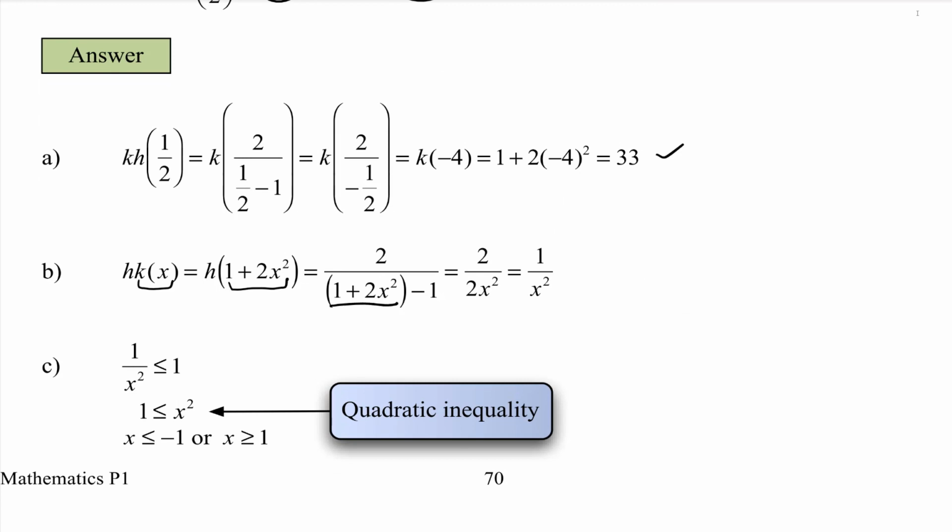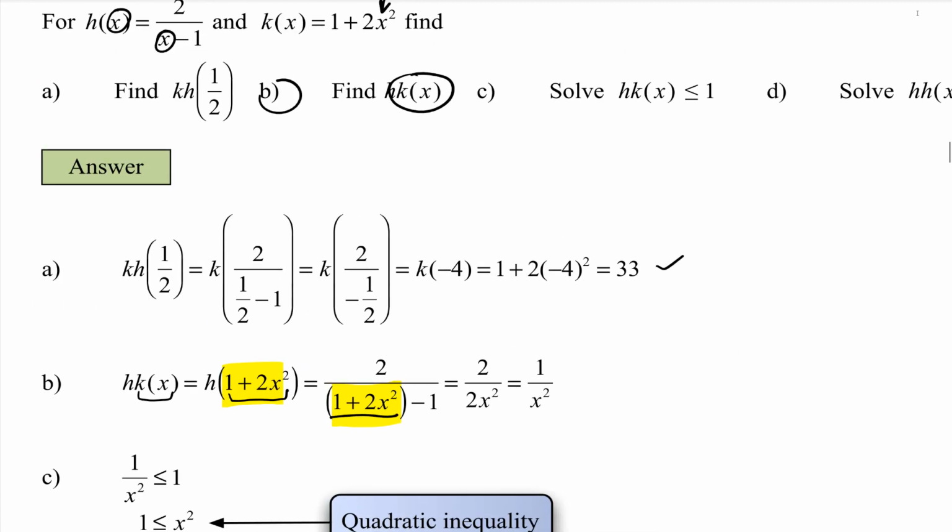Okay, that's the crucial part in forming these composite functions, is being able to see that if h of x is 2 over x minus 1, then h of this is 2 over this minus 1. Once we've got that, it's just a matter of simplifying the bottom line. 2 over 2x squared is 1 over x squared.